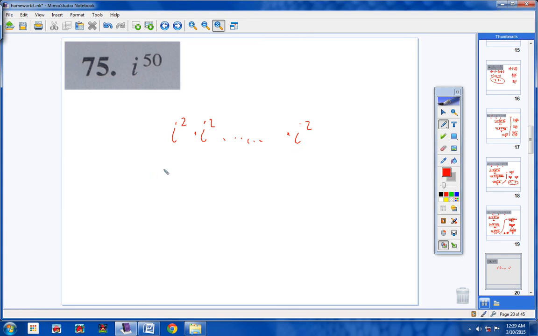25. So that means I'm really going to have negative 1 times negative 1, dot dot dot, times negative 1. How many times? 25 times. Now students, we know how this works. If you have negative 1 times negative 1 times negative 1, that gives you a negative 1 because you have an odd number of negative 1s. Well, if I have an even number, like negative 1 times negative 1 times negative 1 times negative 1, that's 4. Negative times a negative is positive, times a negative is negative, times a negative is positive.